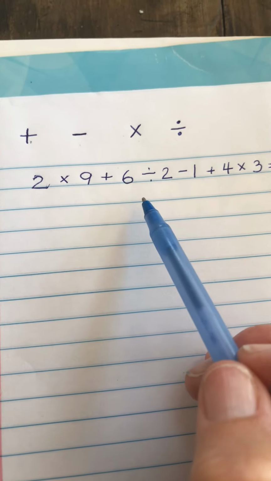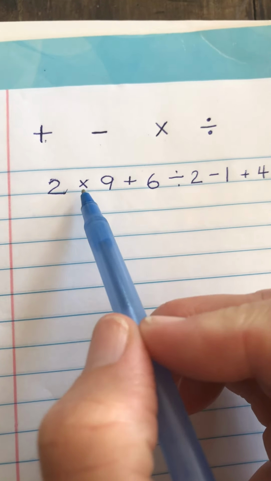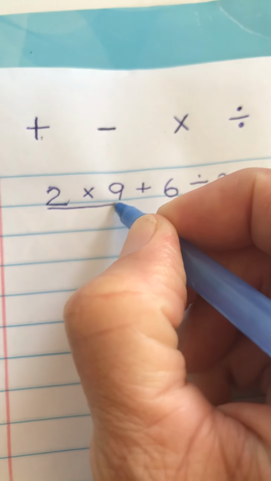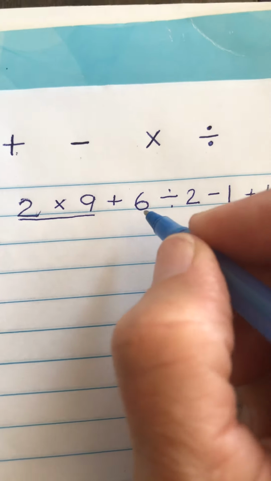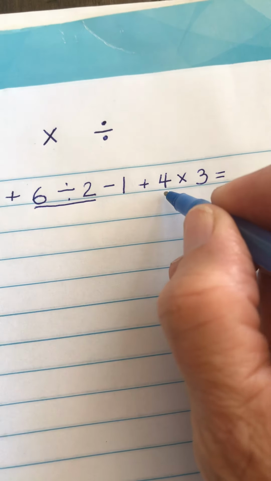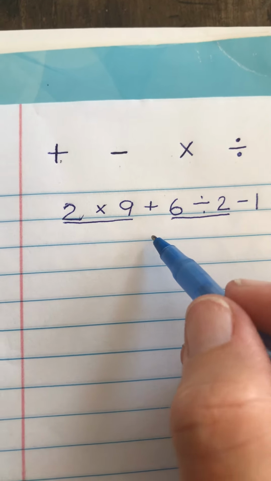So let's find our multiplication and division sets out of this. There's one, 2 times 9, so I'm going to underline it. You could also put it in parentheses. Okay, that's another way to do it. 6 divided by 2, 4 times 3. We're going to work each of these first.